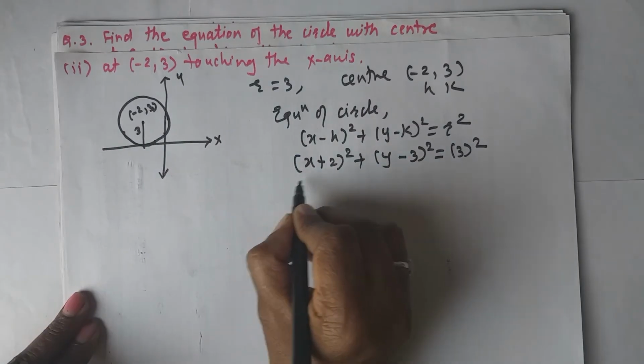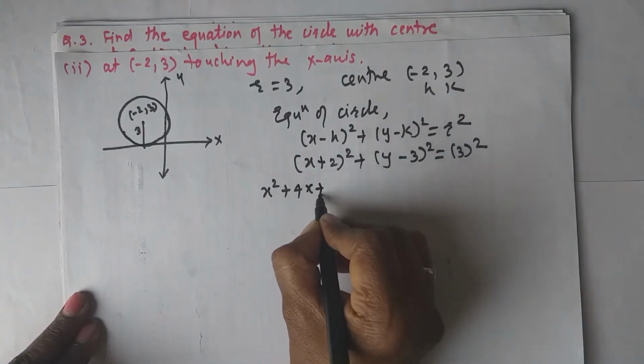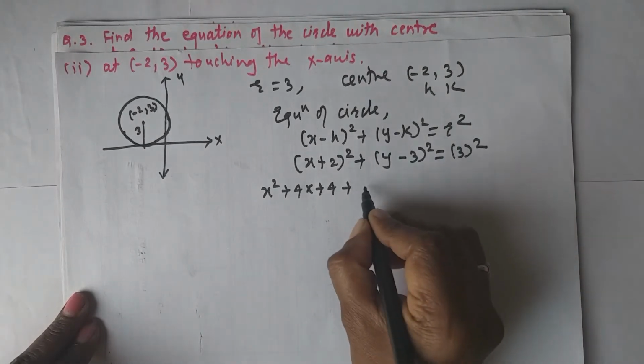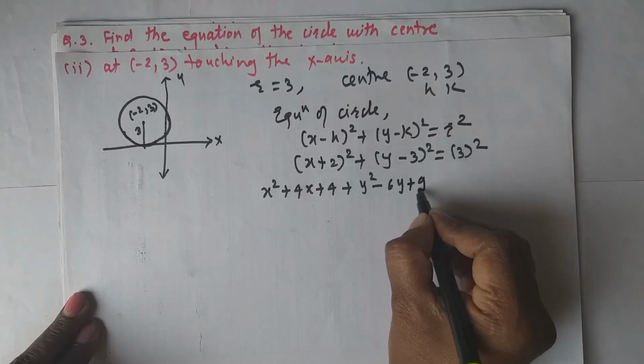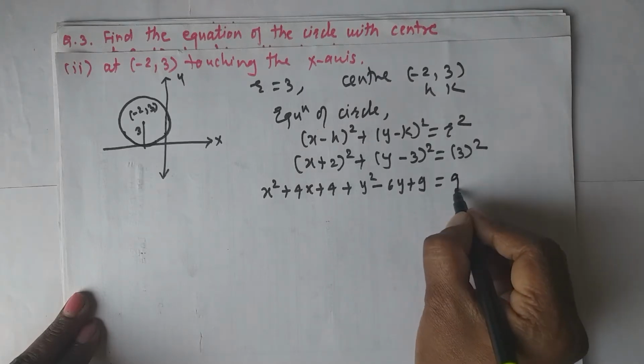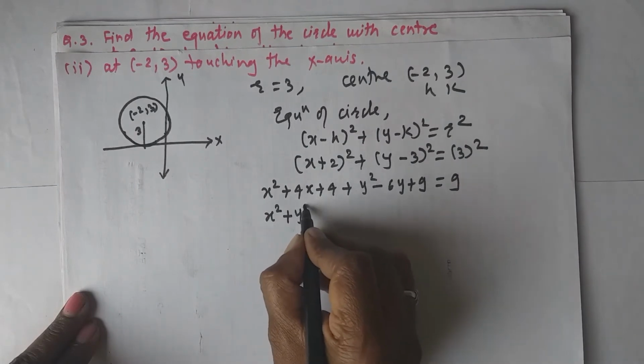Okay. Then simplify this, expand the first bracket. This will be x square plus 4x plus 4. Now expand the second bracket. This will be y square minus 6y plus 9. And this 3 square means 9. Now in the last step you write down first term of x square, then term of y square.